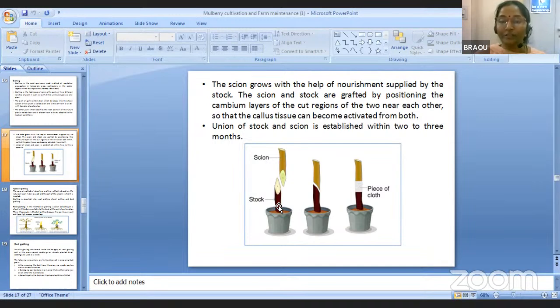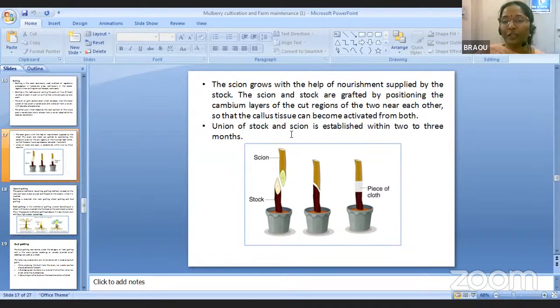And the stalk is the one that has the roots. So you're going to graft these two, and you're going to tie a piece of cloth around tightly so that it is not loosened up and there is no air moving inside. And what you ultimately get is a plant in very few days. So what he says over here, the scion grows with the help of the nourishment supplied by the stalk. So this scion is going to grow very well with the supplement given by the stalk, because the scion and the stalk come in contact with the cambium layer of each other, and then the callus tissue can become activated in both, and what you get is a proper plant of your desired qualities.